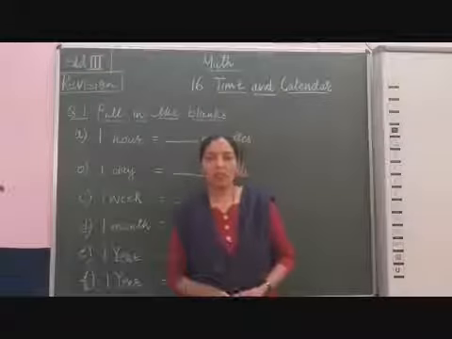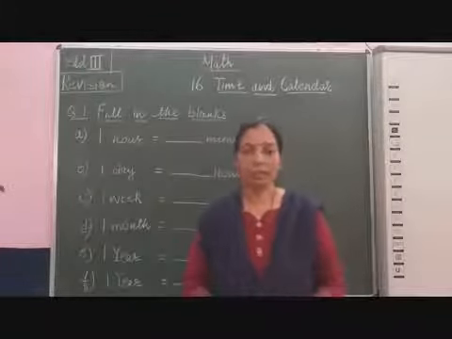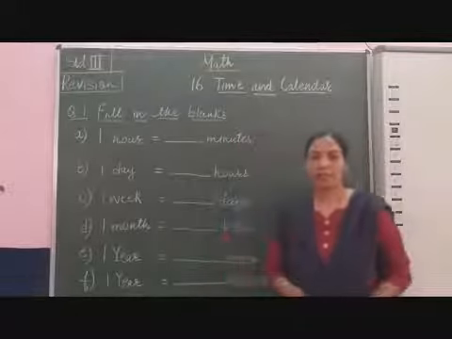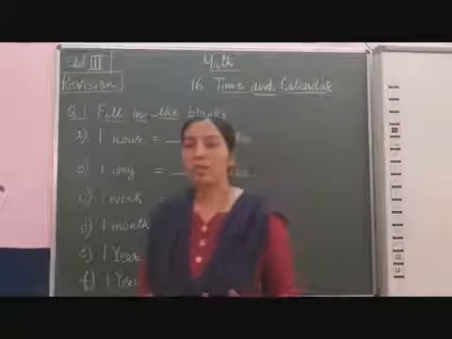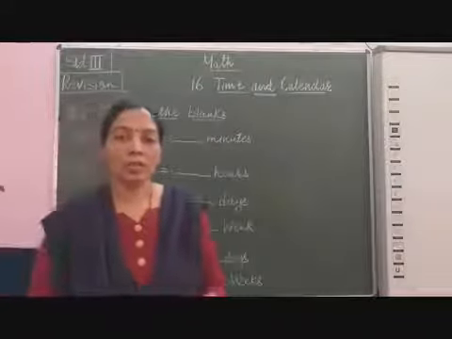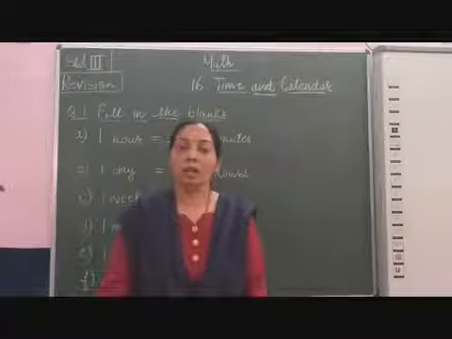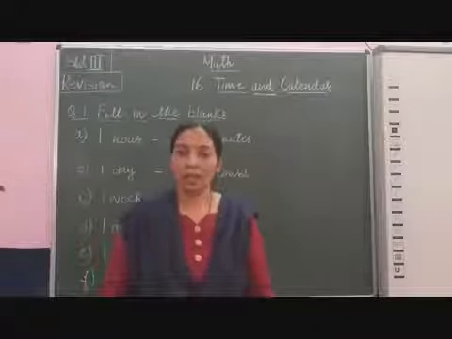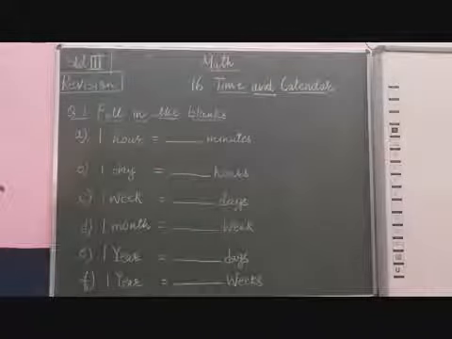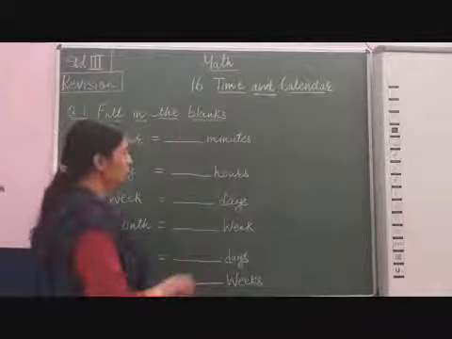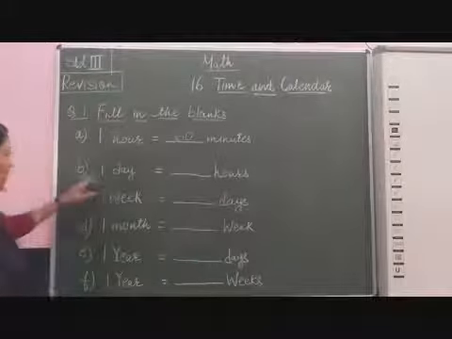Students, now we are doing chapter 16, time and calendar revision part. Here different blanks are given. We convert these units. For time, the smallest unit we use is minutes, then hour, then the greater day, then weeks, and make a year. Now, 1 hour equals how many minutes? There are 60 minutes in 1 hour.